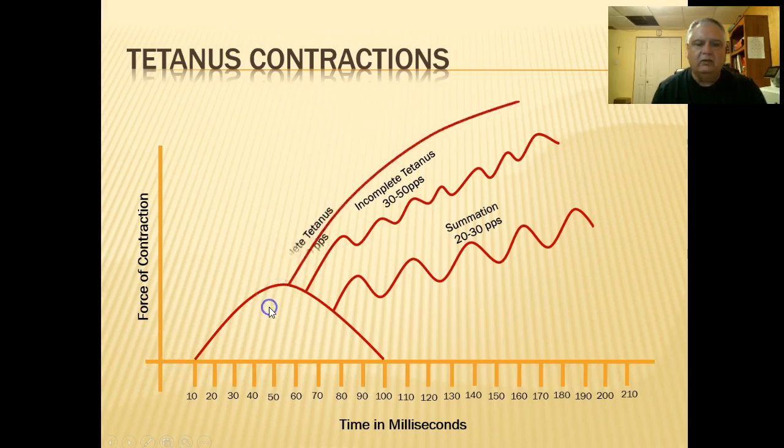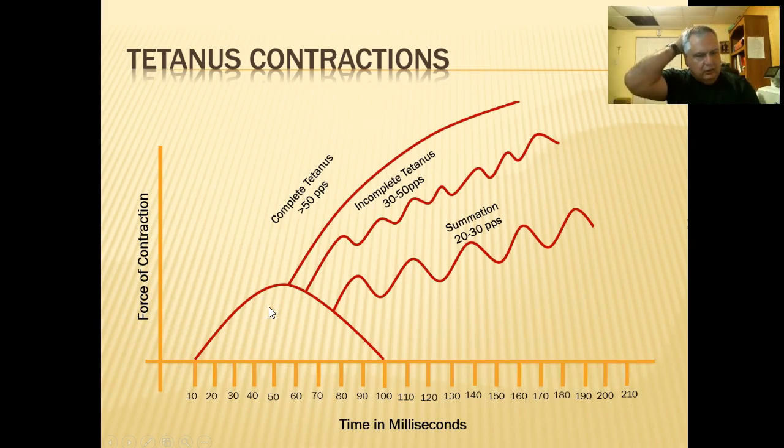If we wanted to get to fused or complete tetanus, we'd have to go more than 50 pulses per second, or more than 50 stimulations per second. But that would increase the magnitude and result in even greater pulling force. But again, it's going to burn ATP supplies very, very rapidly, so it can't be maintained for very long. So it's not an effective method to create body movements.